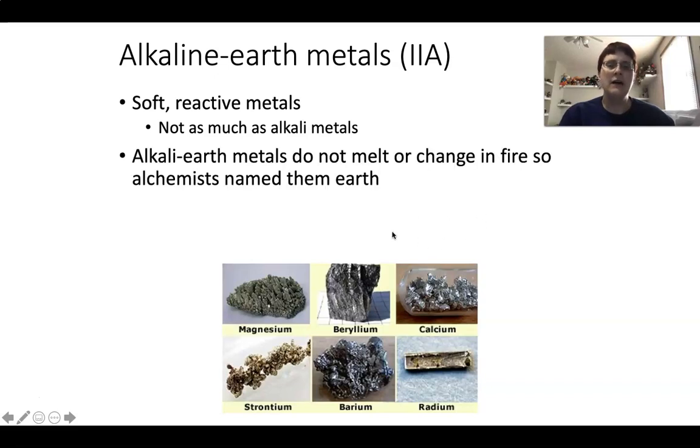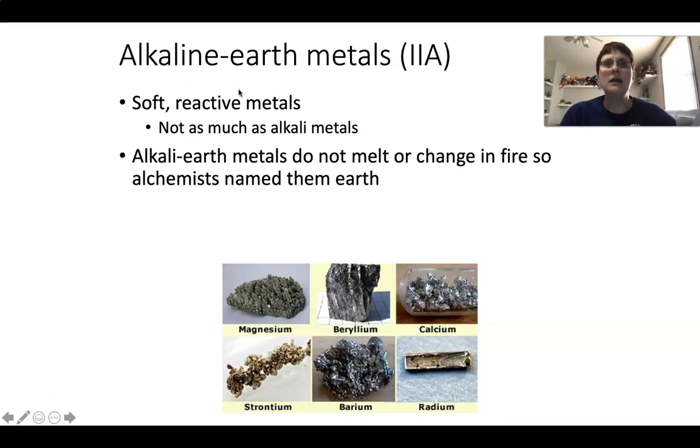The reason they have alkaline earth metals as their name is because if you expose these to fire, they don't melt or change, unlike other metals. The transition metals melt, that's how we form them. But these didn't melt or change. So alchemists at the time named them earth metals because earth indicated that they didn't change. A big part of that has to do with the fact that they were bound to other materials.